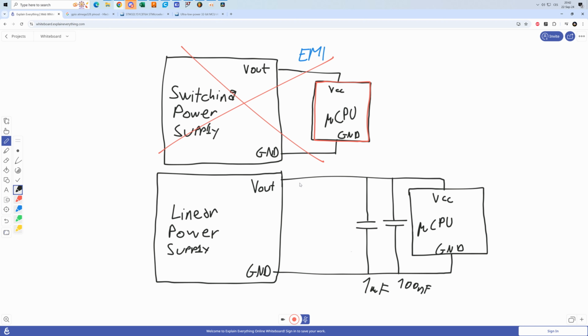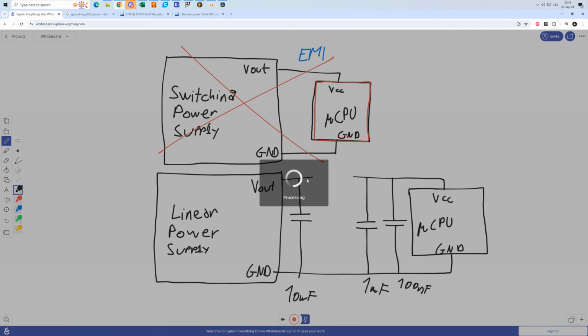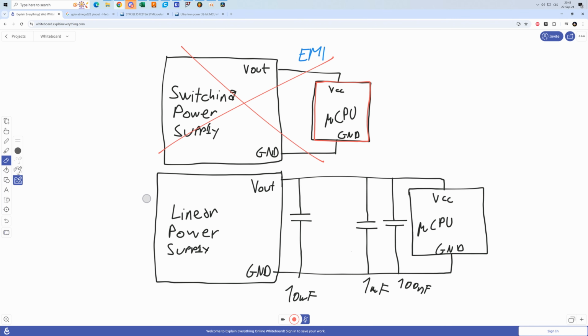Sometimes you may also see that we add another capacitance over here, let's say 10 microfarad or so. And then what we do is that we also add an inductor over here. So this inductor together with these two capacitors acts as a sort of low pass filter, and this further diminishes the EMI problems.